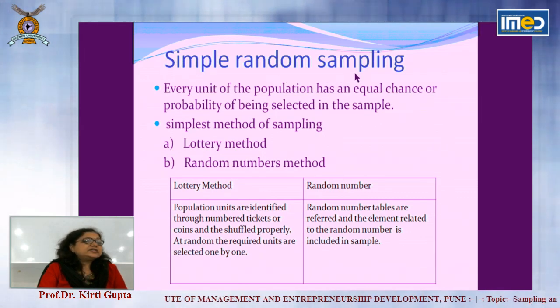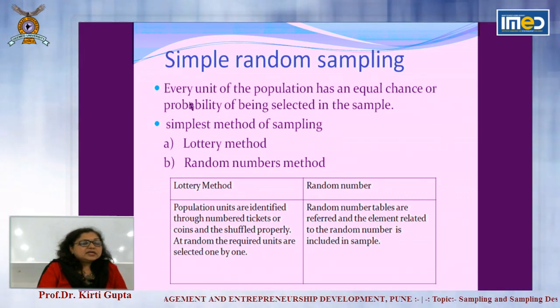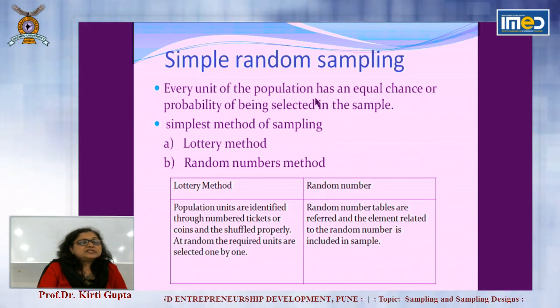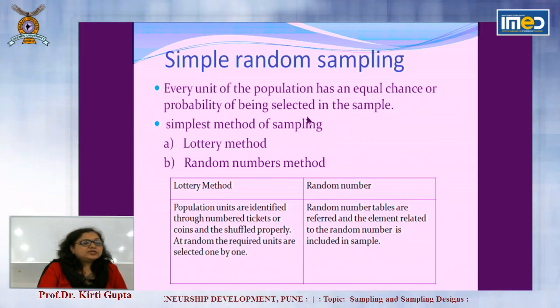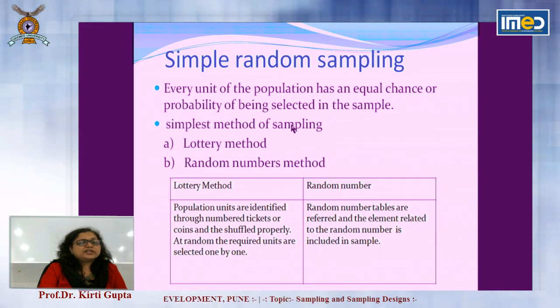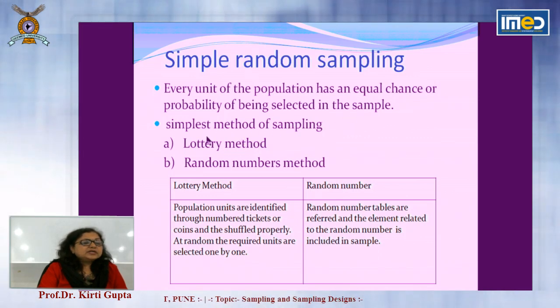Now let us see what simple random sampling is. In simple random sampling, each and every unit has equal chance or probability of being included in the sample. This is the simplest method of sampling.